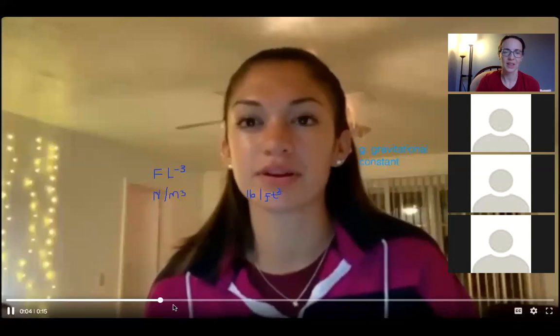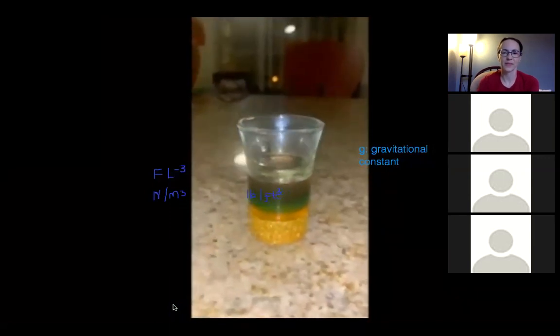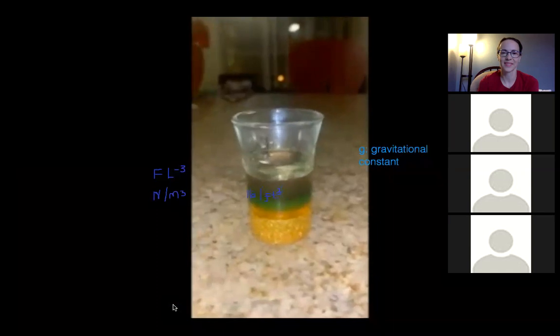Example, I chose to show the different layers of liquids depending on their densities. The bottom layer is honey, which has the highest density, then dish soap, coffee, and vegetable oil, which has the lowest density.